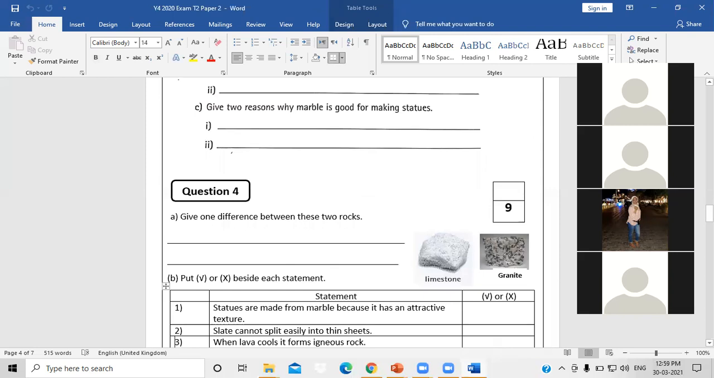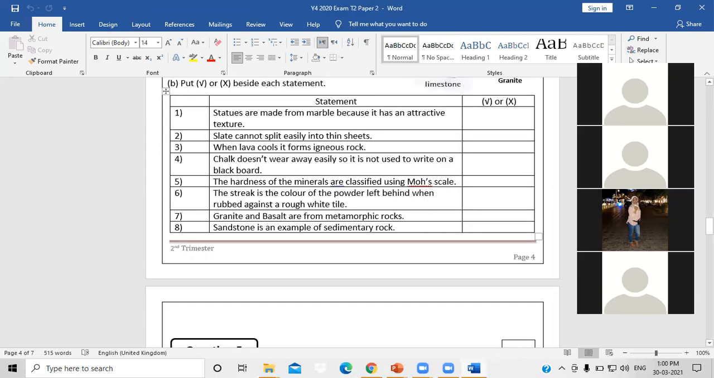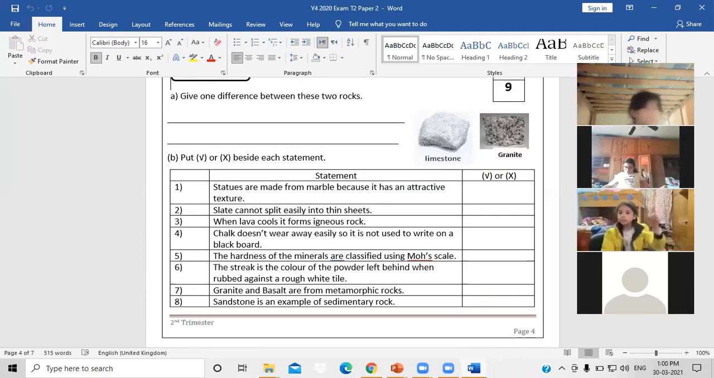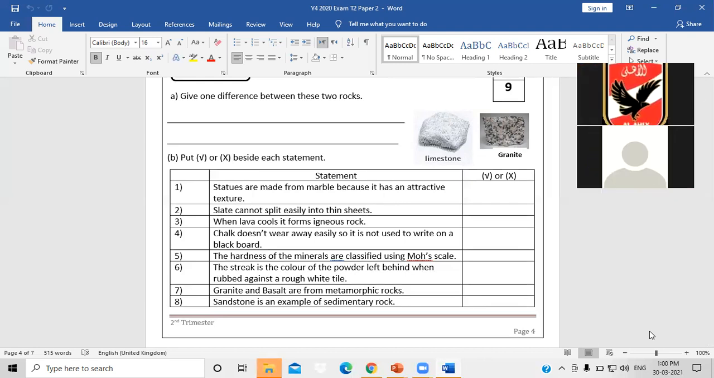Question 4 says, give one difference between these 2 rocks. Who would like to answer? Give one difference between these 2 rocks. Salim, are you there? Yes. Can you answer this one?